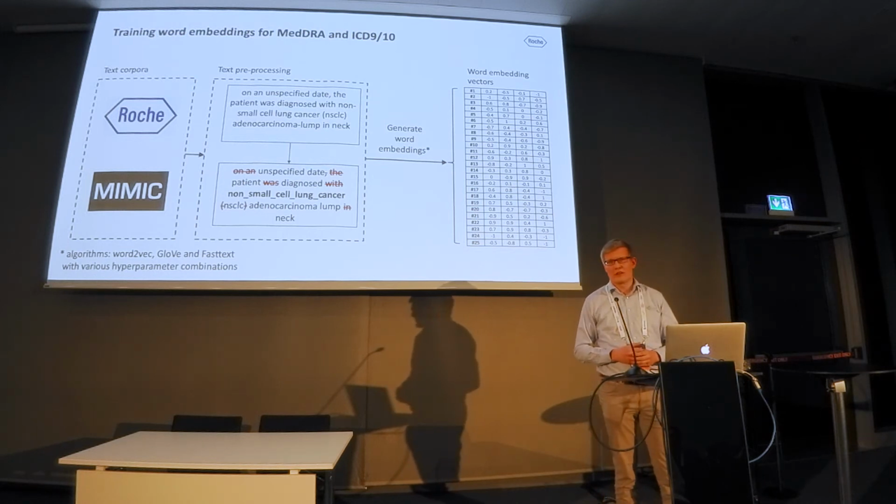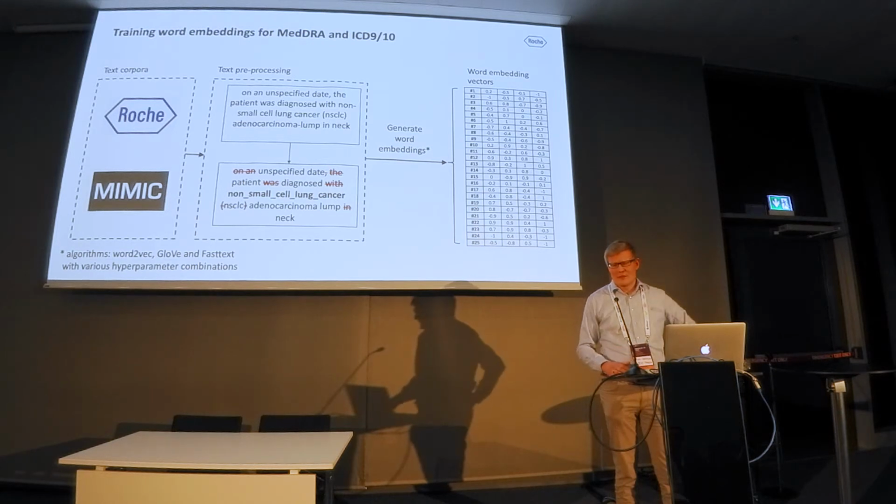First was Roche's drug safety database, which contains about 2 million drug safety reports, so free text that has been entered by a physician or somebody who has been reporting an adverse event for a Roche drug. And another one was a database called MIMIC-III, which is a public database that contains something like 2 million patient notes from a public US hospital. So, large data sets.